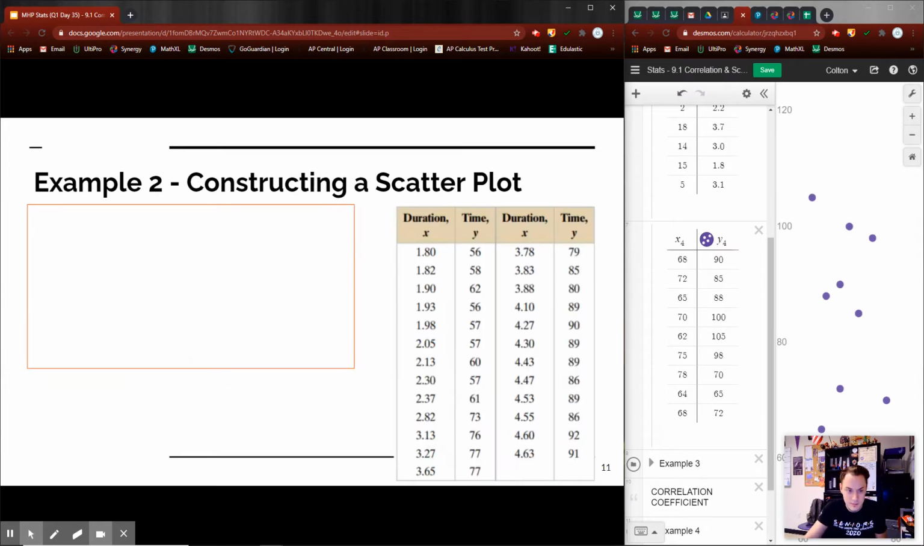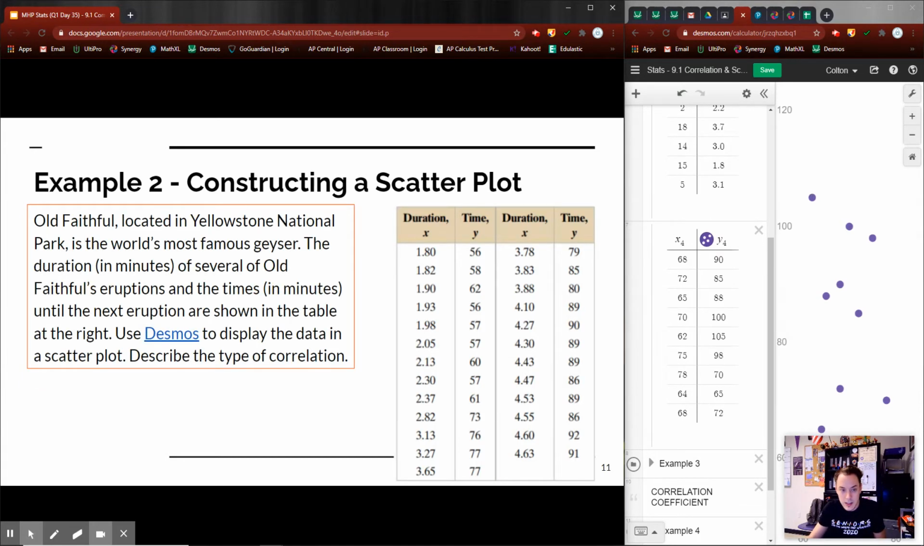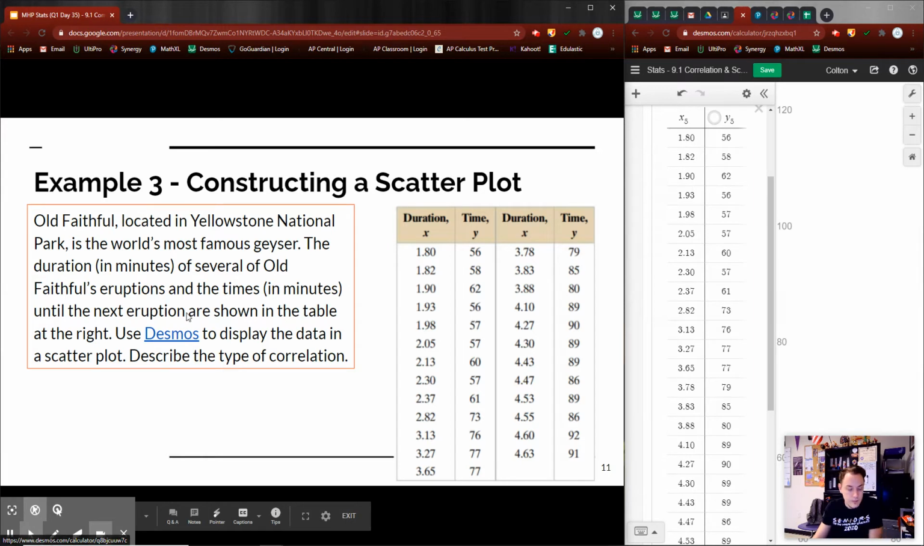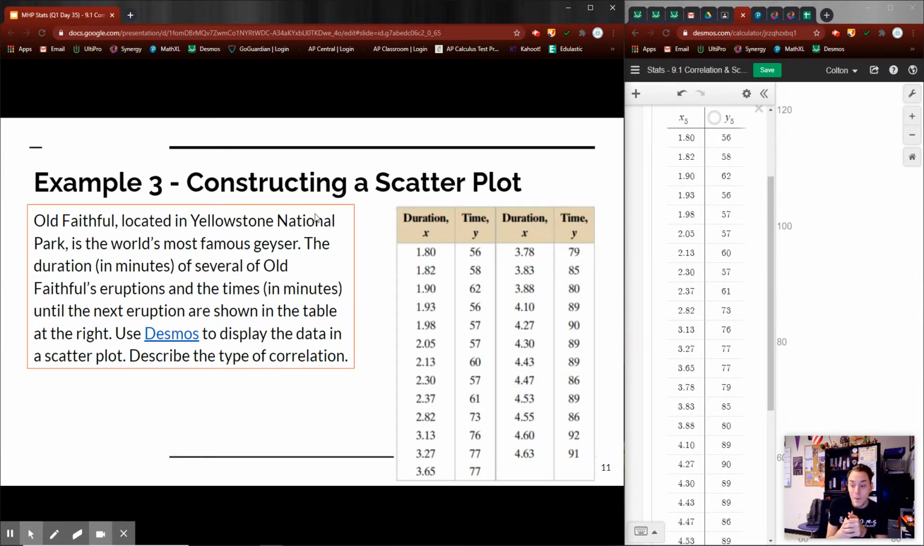Example 3. This should be example 3. So let me change that real quick because it should definitely be example 3, not 2. Awesome. So example 3, Old Faithful, located in Yellowstone National Park.